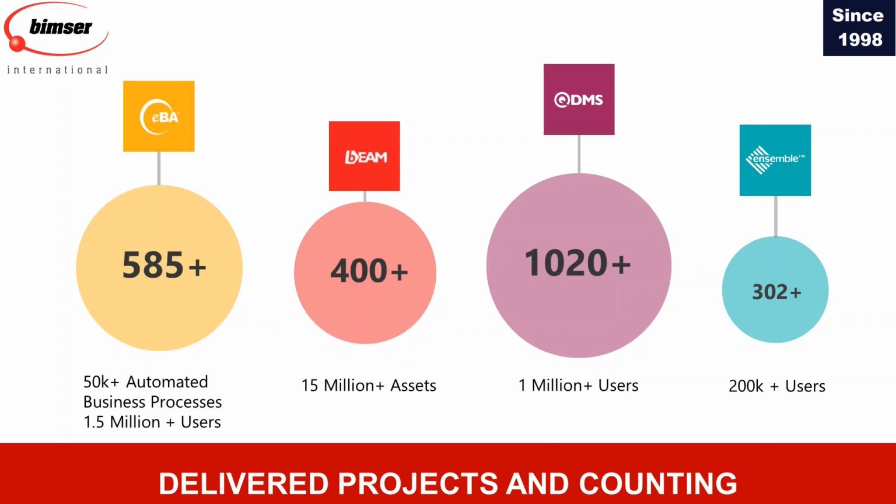As for EBA, for example, we have more than 500 corporate customers. There are right now more than 50,000 business processes automated and running on EBA. We have more than 1.5 million professional users of EBA available. As for BIM, we have more than 400 corporate customers. We also have more than 50 million assets being managed by our customers on our system called BIM. And more to come, of course.